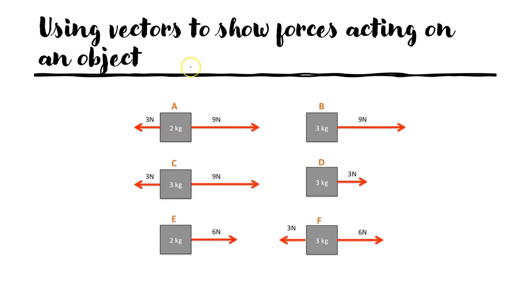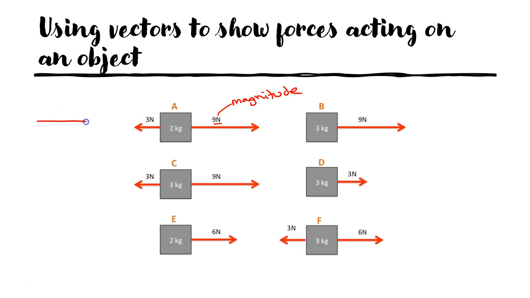In this diagram, we have a number of vectors, and we have a size, a magnitude, of the force that is being applied. The force is given the unit of newtons, and in this case we would have a 9 Newton force acting to the right and a 3 Newton force acting to the left.